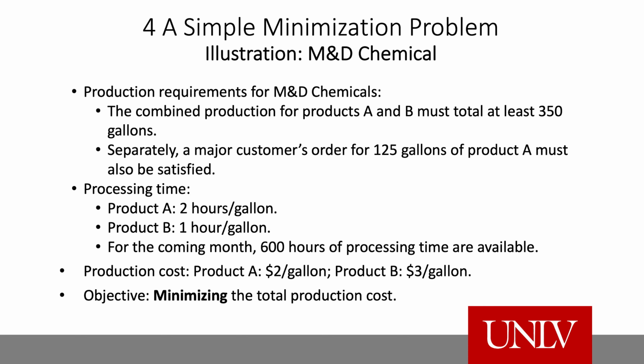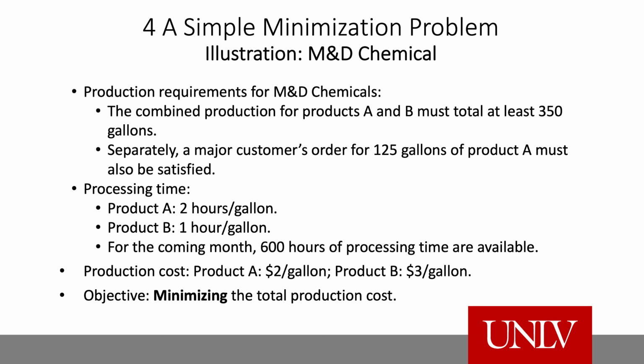And then we have other parameters, including that product A requires 2 hours of processing time per gallon, and product B requires 1 hour of processing time per gallon. So for the coming month, a total of 600 hours of processing time is available. And M&D's objective is to satisfy these requirements at a minimum total production cost. And at last, they provided us the information related to the cost, which is $2 per gallon for product A and $3 per gallon for product B.